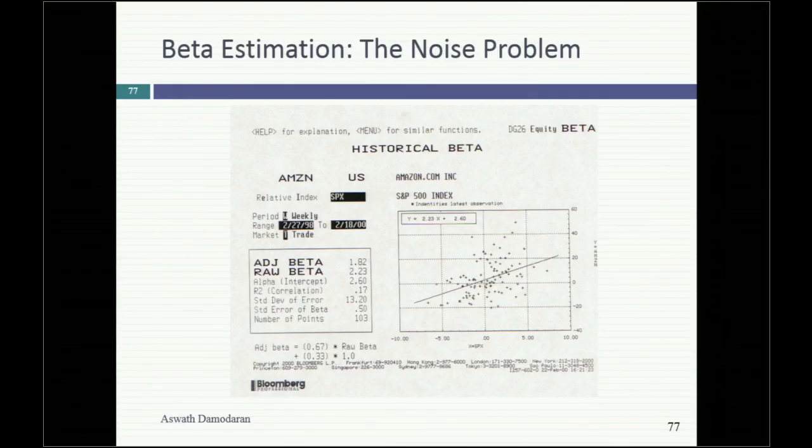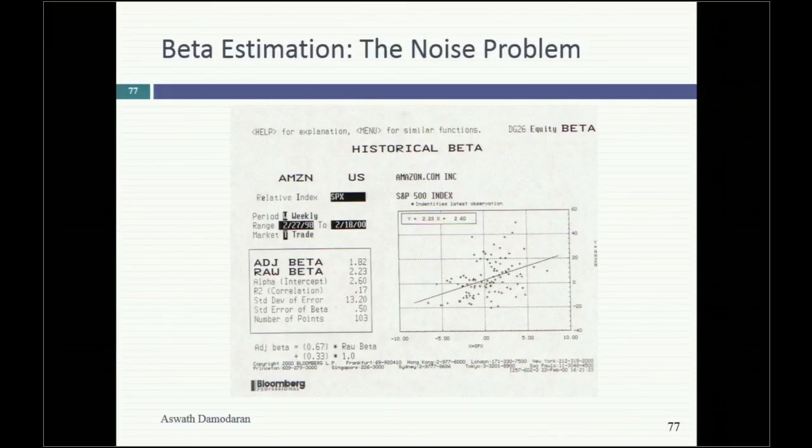So let me back this up. Here's the noise problem. Later in the semester, I'm going to value Amazon in early 2000, just to kind of frame what it looked like then. And I need a beta to do the valuation. I went into Bloomberg and I looked up a regression beta and I came up with a number. It's 2.23. That's good, right?